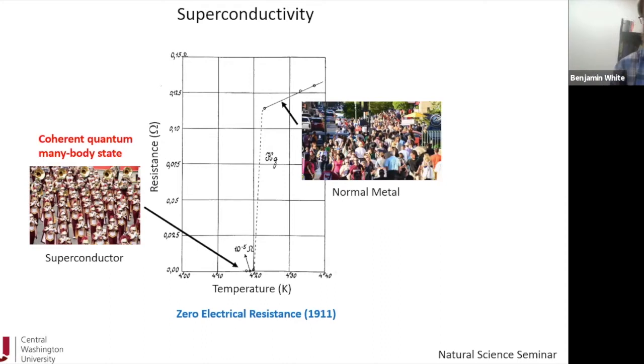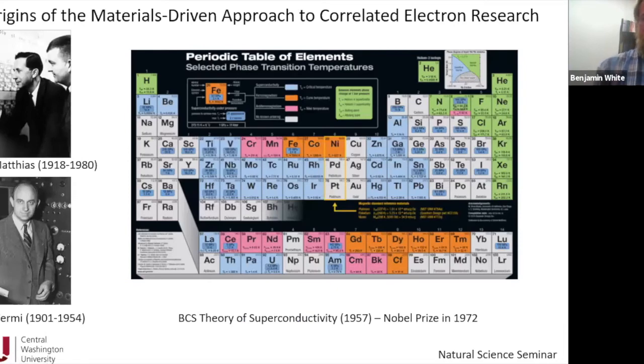Superconductivity was discovered in 1911 by Heike Kamerlingh-Onnes, completely by accident, and I'm going to talk a little bit more about that in a second. But before we do, let me return to the next subject, which was, how do we make discoveries in correlated electron materials research?